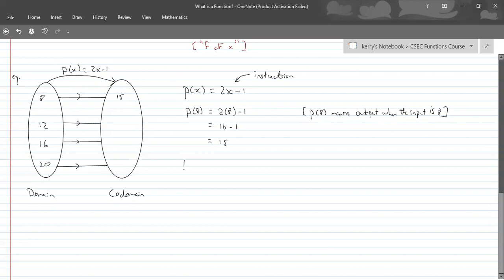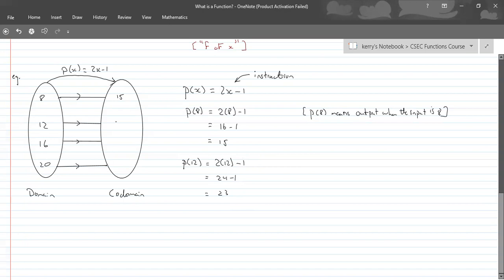Let's go again. What number goes in here? This is the output set, the codomain, when the input is 12. So P of 12 is 2 into 12 minus 1. 2 by 12 is 24, minus 1. This will give us 23.